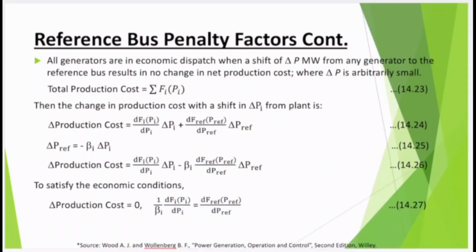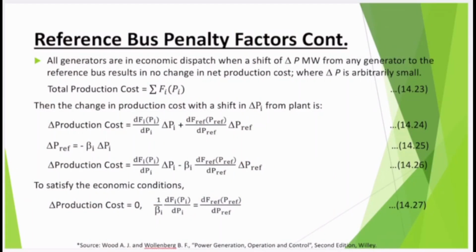Now all generators are in economic dispatch when a shift of delta P megawatt from any generator to the reference bus results in no change in net production cost, where delta P is arbitrarily small. When it is very, very small, probably you do not experience much change. But if there is a significant change, that will result in a significant cost increase.